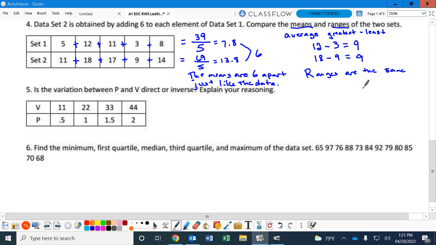No matter what you do to the data, the ranges are going to be the same. If you do the same thing to every number, it's going to make the ranges the same. If you multiply by the same number, if you add the same number, it's going to stay the same. Ranges are still the same.